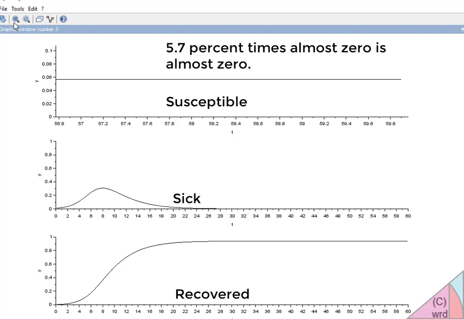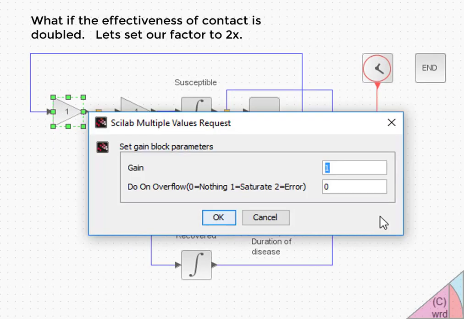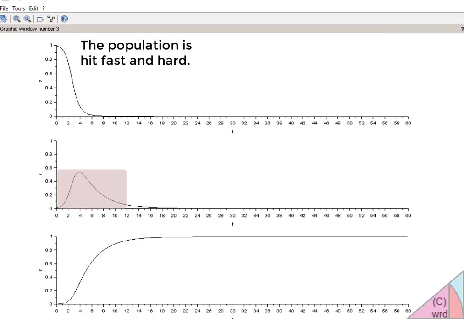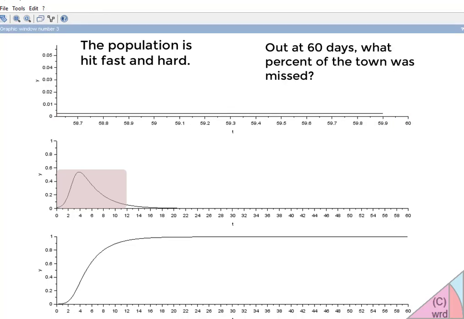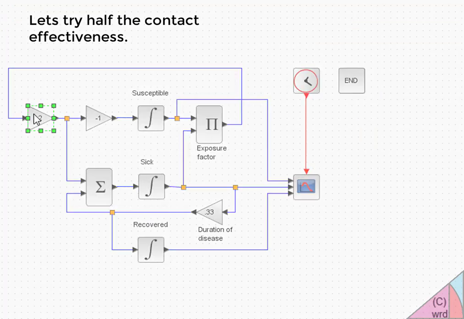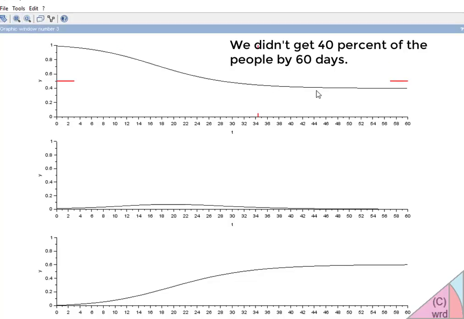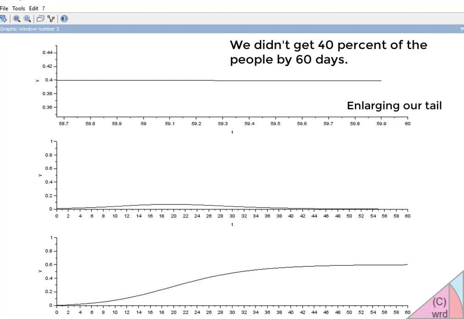What changes if we double the effectiveness of contact? We have a much faster peaking epidemic and we catch a lot more of the people. But out at 60 days we still have some susceptible people left. 0.24%, not 5.7%. What if we cut the effectiveness of contact in half? We end up with a very high percent not caught by 60 days, about 40%. So effectiveness of contact is super important.